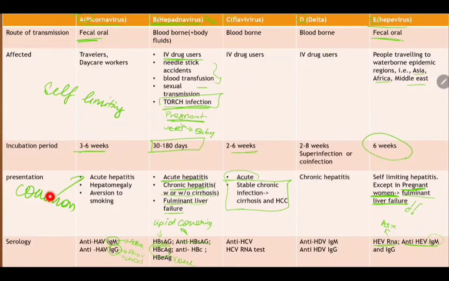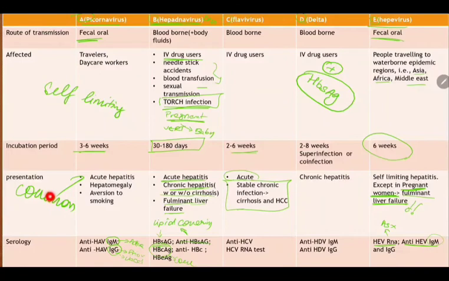Delta or hepatitis D virus, bloodborne, IV drug users, same. Now this is where it stands out. The HDV virus cannot infect the person until there is the presence of HBs antigen. If there is no HBs antigen, there can be no infection.